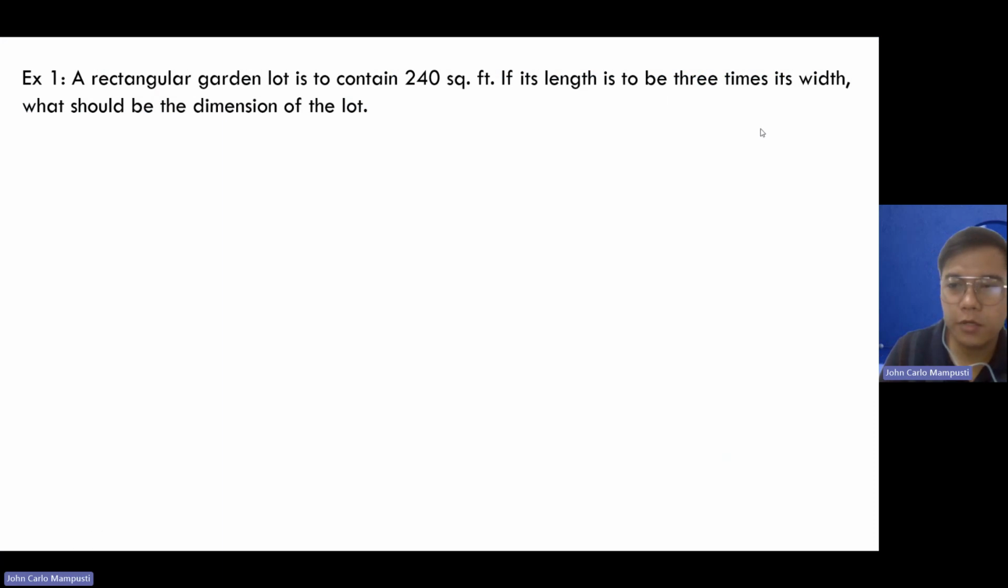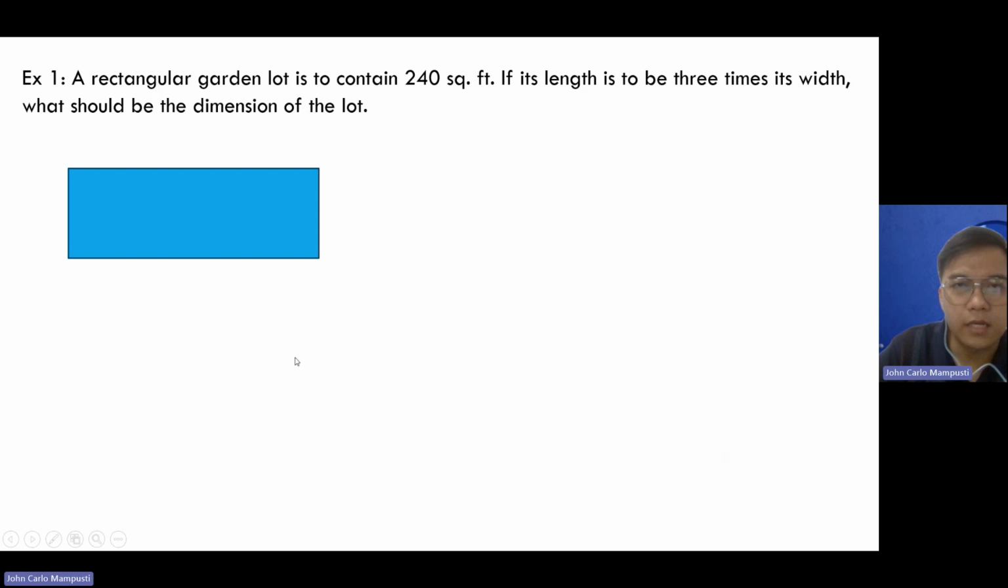Okay, so here we have a rectangular garden, or should I say, rectangular garden lot containing 240 square feet. If its length is to be 3 times its width, what should be the dimension of the land? So let's say meron tayo ditong rectangular garden. So let's say yung width natin is W. Sabi dyan sa problem, the length is to be 3 times its width. So, therefore, length is equal to 3W.